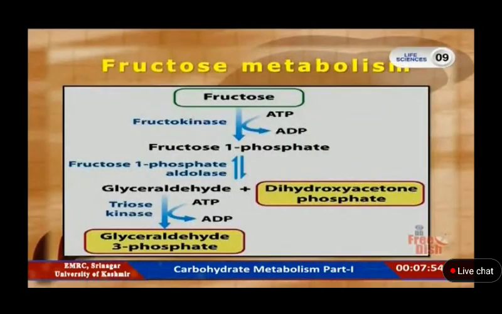Fructokinase phosphorylates fructose into fructose 1-phosphate. Then fructose 1-phosphate aldolase cleaves fructose 1-phosphate into two molecules, one glyceraldehyde and one dihydroxyacetone phosphate. The glyceraldehyde is converted to glyceraldehyde 3-phosphate by triose kinase, and the dihydroxyacetone phosphate is converted to glyceraldehyde 3-phosphate by a glycolytic enzyme. So both the products of fructose 1-phosphate cleavage enter into the glycolytic pathway as glyceraldehyde 3-phosphate.